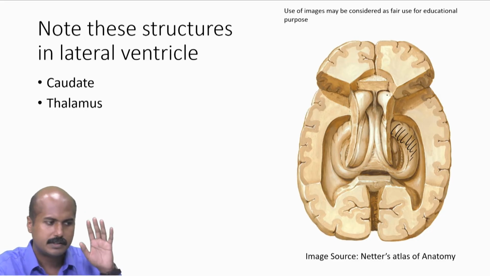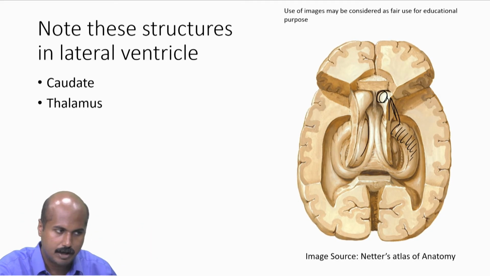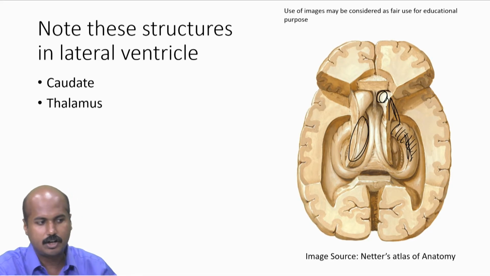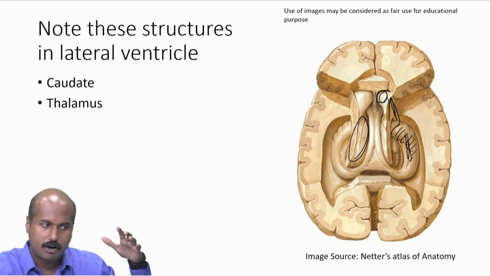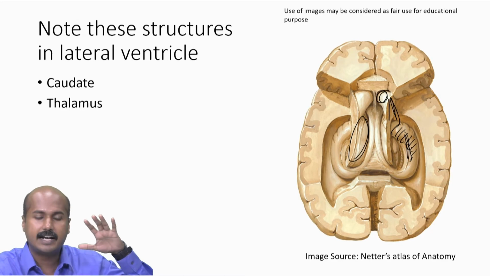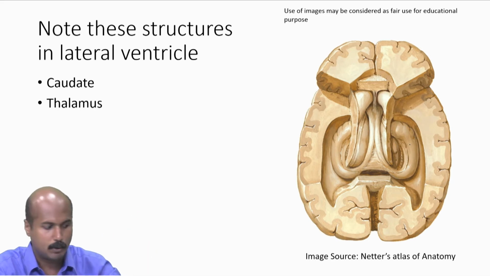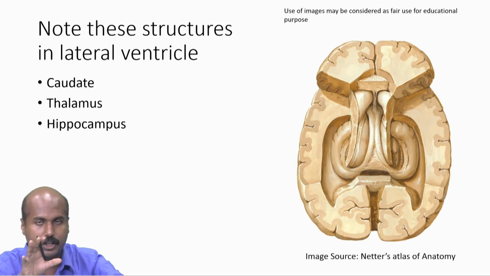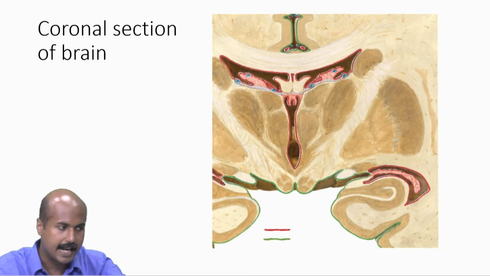Okay, so the three structures I have mentioned now are the caudate head here and the body backwards, then you have the thalamus and the hippocampus. The caudate head is located in the anterior horn. The body of the caudate and the thalamus superior surface are located in the body of the lateral ventricle, and in the inferior horn of the lateral ventricle you have the hippocampus. These three structures are very important nuclear groups that are located in relation to the lateral ventricle.